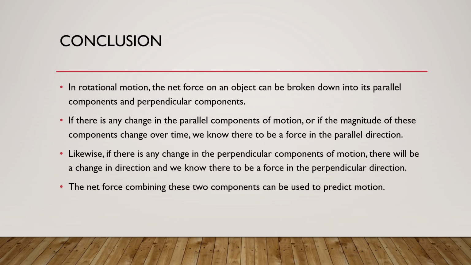In rotational motion, the net force on an object can be broken down into its parallel and perpendicular components. Parallel components decide if there is a change in the magnitude over time, such as the magnitude of momentum over time, and perpendicular components decide if there's a change in direction over time. The combination of these two components can be used to describe the change in motion.